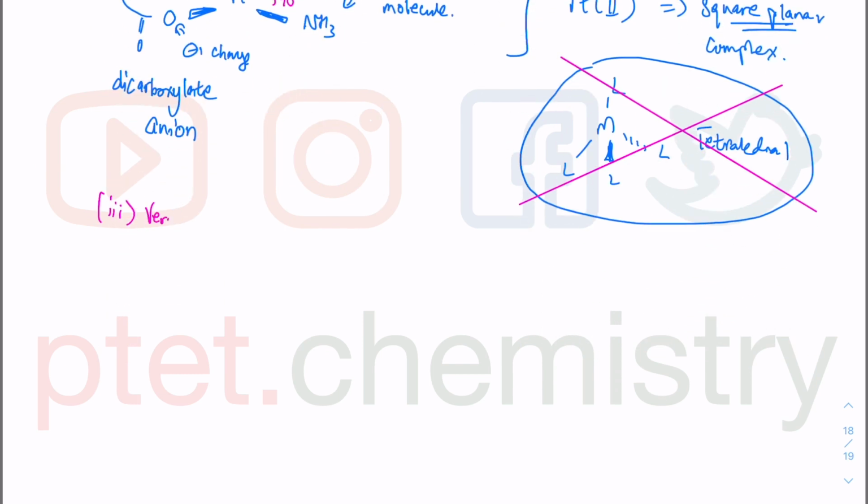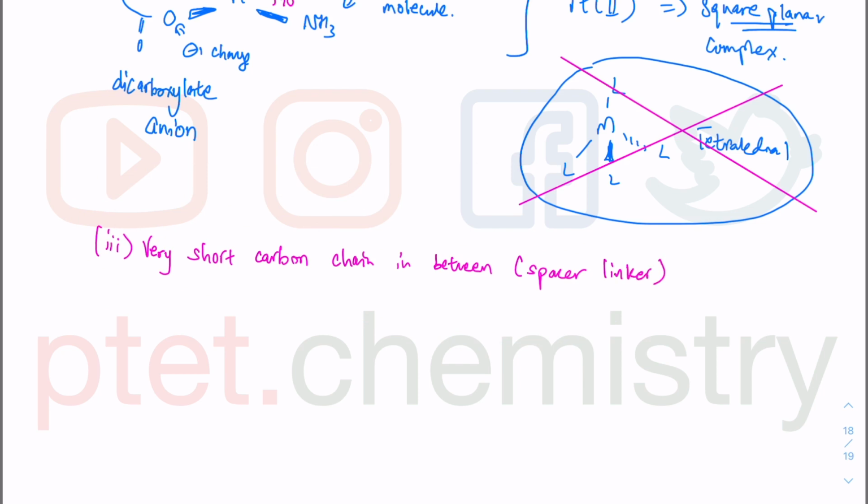So what I can suggest is a very short carbon chain in between. These are what we call a spacer linker. They are in between and they are just what we use to fill up the space. So very short spacer linker in between the two carboxylate ends, and because they are too short, how favorable is it to twist them apart? Not very favorable at all, and that is why we don't have a trans isomer.